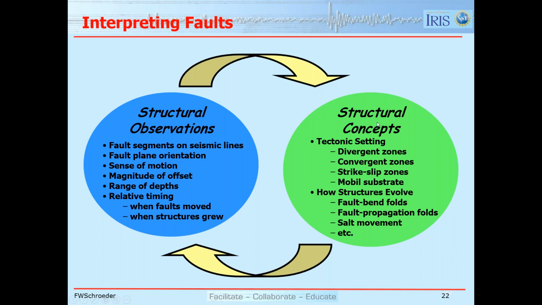And then we can keep in mind our structural concepts. Am I in an extensional, divergent, pull apart type of basin? Is it a convergent, collisional basin? Is it a strike slip? Or in industry, we talk about wrench basins. Do I have mobile strata such as salt or shale? And then there's various models for how several different types of structures evolve. There's a fault bend fold model. There's a fault propagation fold model. We've done a lot of exploration and work in places with salt bodies, such as the Gulf of Mexico. And so there are various models or theories as to how different salt features evolve through time.